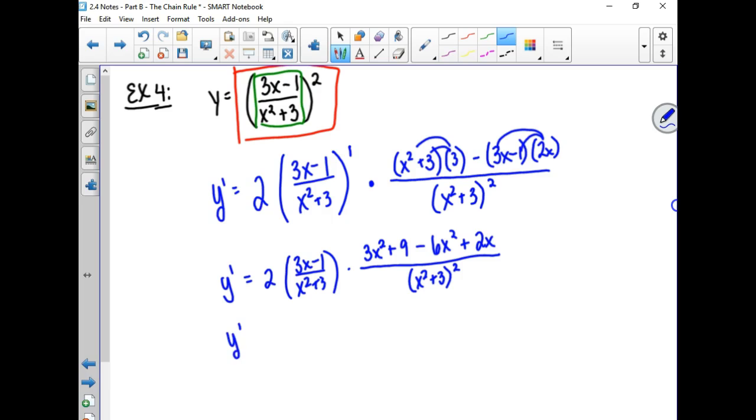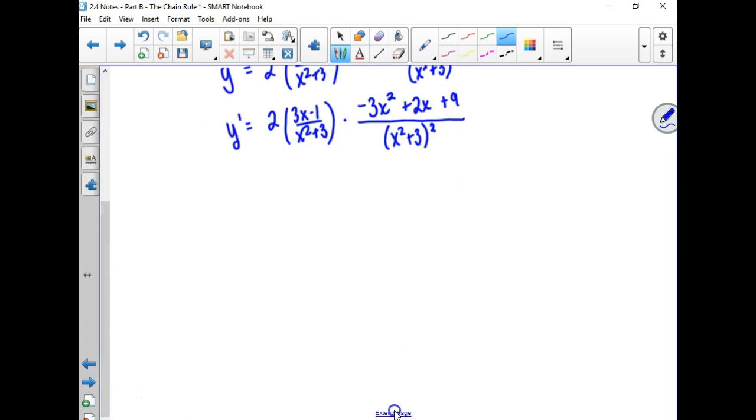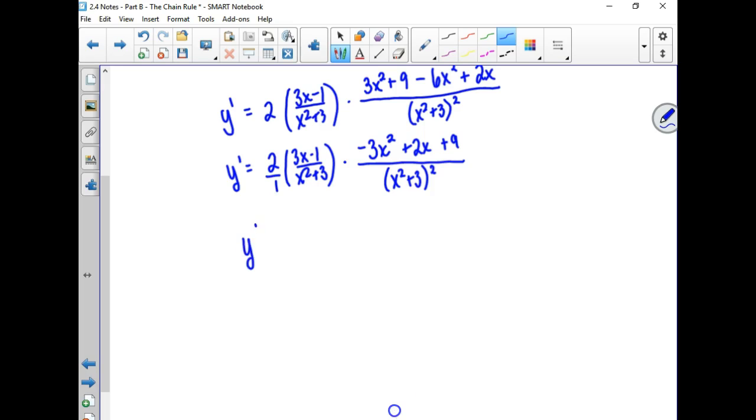And then let's combine what we've got here. So we've got negative 3x squared plus 2x plus 9 over x squared plus 3 squared. So you could see the several different ways they could try to put the numerators together there, but I don't think that they will. What I think you'll probably see is that the answer choice will look like this: 2 times 3x minus 1 times negative 3x squared plus 2x plus 9. I think they would just leave all of those in factored form there.